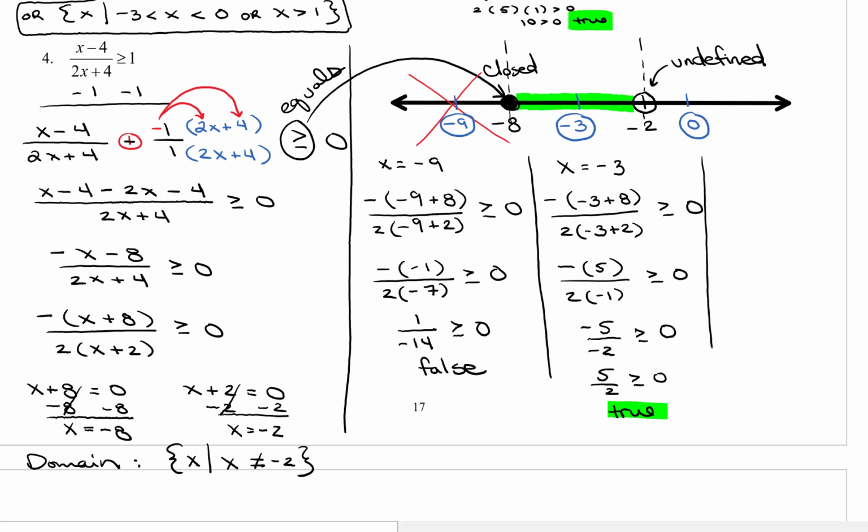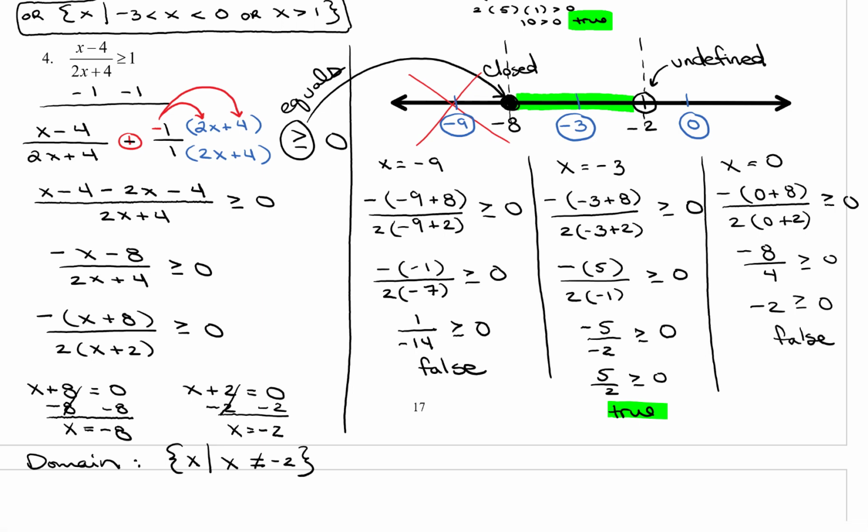All right, last but not least, we're going to substitute x equal to 0. So if I substitute x equal to 0 into my inequality here, I get negative times the quantity 0 plus 8 over 2 times the quantity 0 plus 2. And we're trying to see if this is greater than or equal to 0. I get -8 over 4, and that's -2. -2 is most definitely not greater than or equal to 0, so this is false. I do not want to include that interval where the 0 is at.